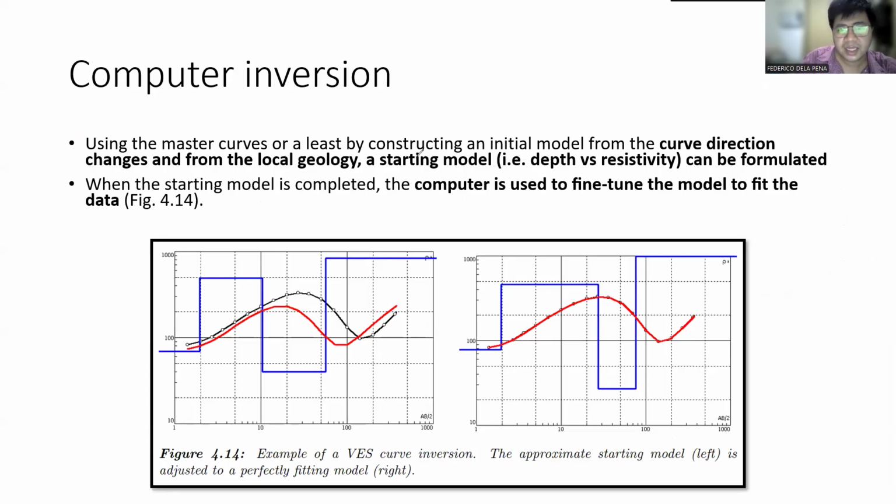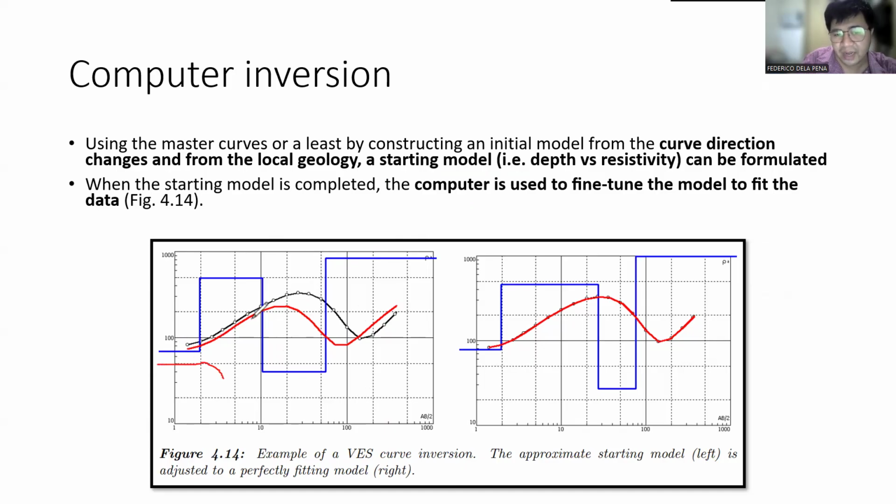The only important thing here is that the black line is the measured resistivity, the measured apparent resistivity, while the blue line is the model resistivity. This is the resistivity per layer, but this is still a model. It's just our interpretation of the resistivity values of the layers.